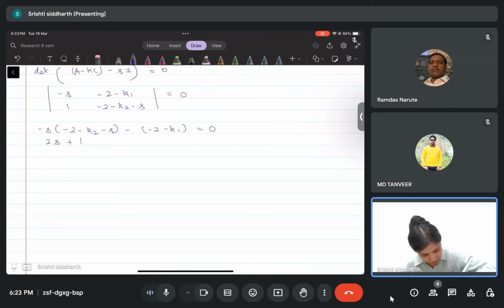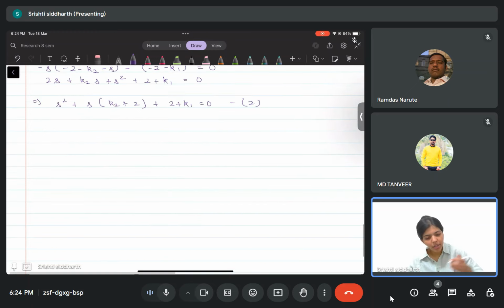S plus K2 s plus s square plus 2 plus K1. S is K2 plus 2. So we have two characteristic equations. We can compare their coefficients and get the values for K1 and K2.